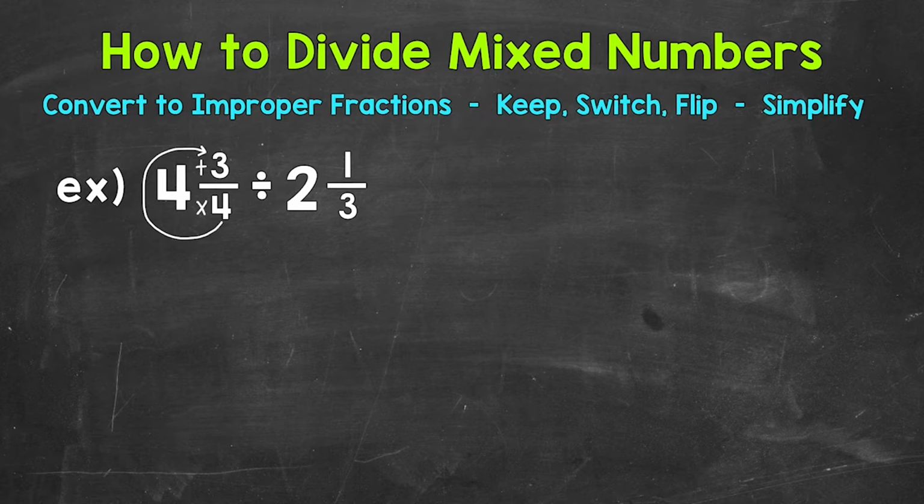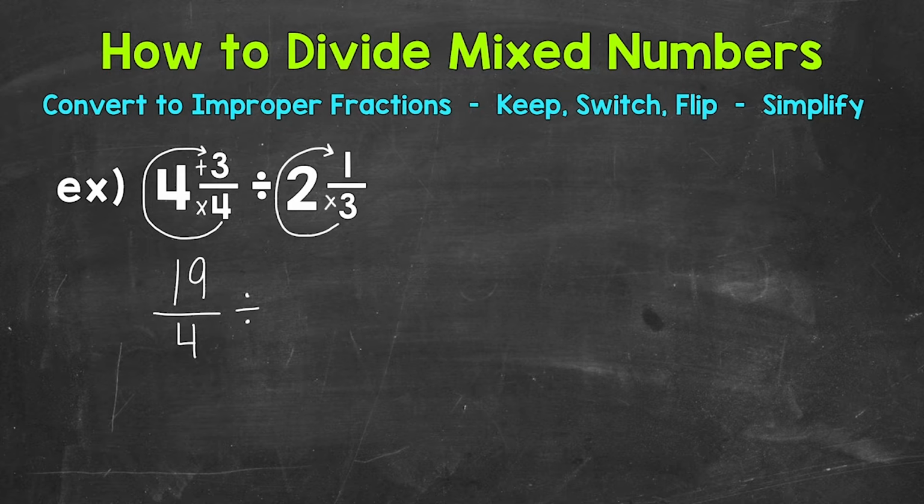So we do 4 times 4, so the denominator times the whole number. 4 times 4 is 16. Then we add the numerator. 16 plus 3 is 19. So 19 is the numerator of our improper fraction. We keep our denominator of 4 the same. Then we can bring our division sign down and convert our second mixed number.